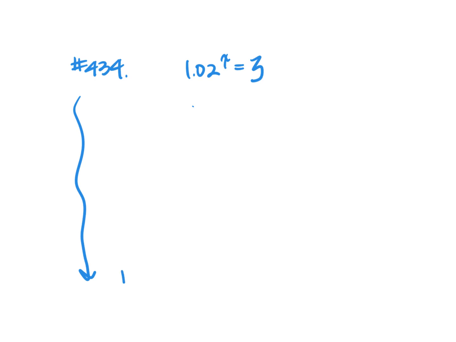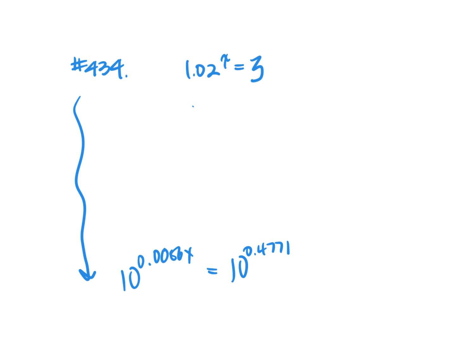So in problem number 434, they ask you to take the exponential equation 1.02 to the x equals 3, and justify why that's the same as 10 to the 0.0086x equals 10 to the 0.4771. Right, and it seems very obscure. Like, why are these numbers the ones that we are using in the exponents now?